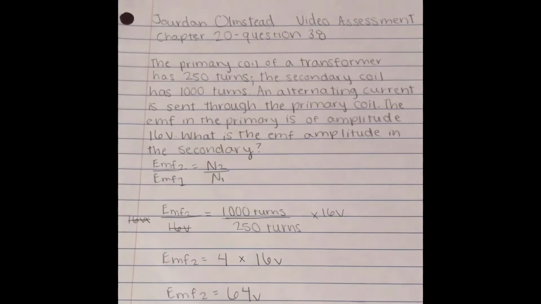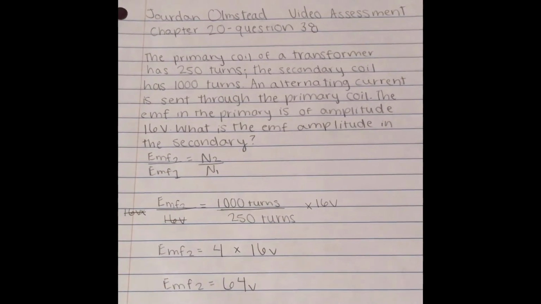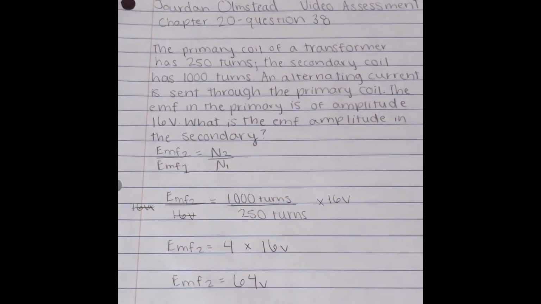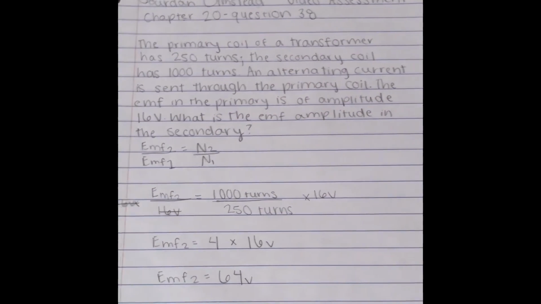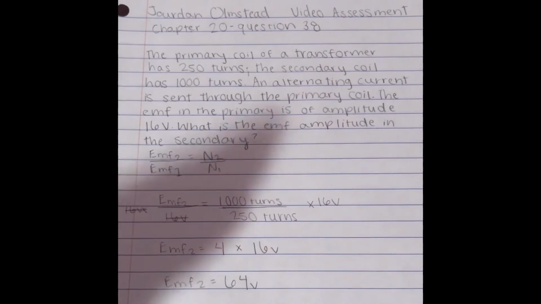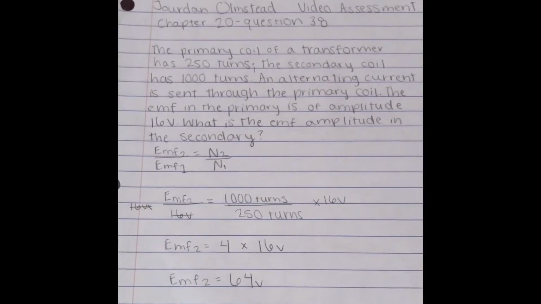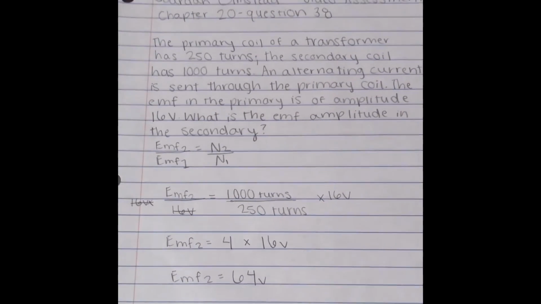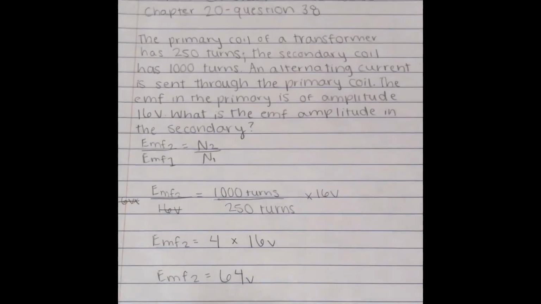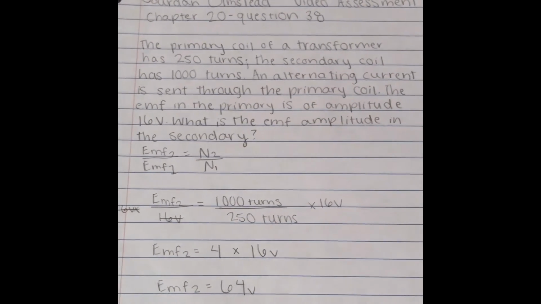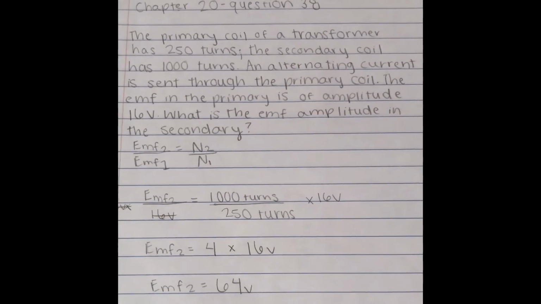Now, in order to find EMF2, we have to isolate the variable. To do that, we have to get rid of the 16 volts on the left-hand side. The problem is calling for division, so we multiply by 16 volts to cancel the 16 on the left-hand side and isolate EMF2. And whatever you do to one side, you must do to the other. So we multiply by 16 volts on the right side.